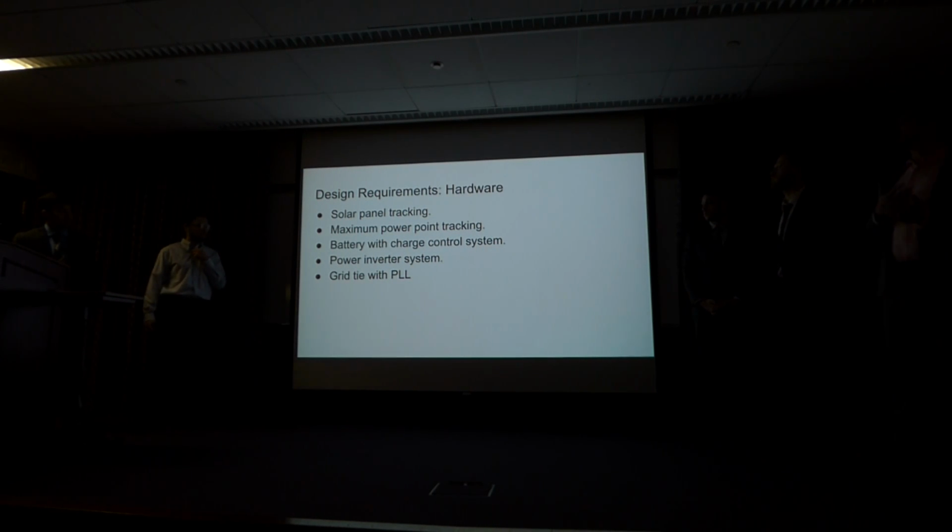Finally, we will have a power inverter system with the grid tie. The purpose of the power inverter system with the grid tie is to convert the DC voltage into AC voltage, and the grid tie system will actually synchronize this AC voltage with our grid so that we can accomplish injecting power onto the grid or to the load.